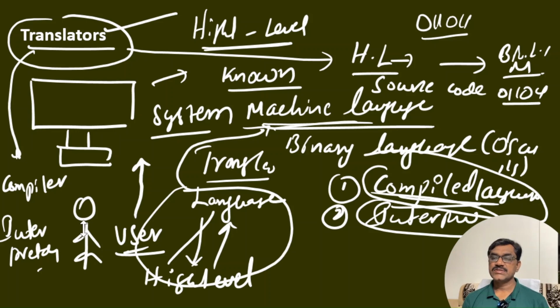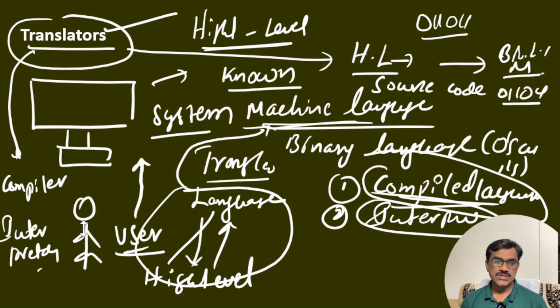This is the basic introduction about the translators. The main purpose is to convert the high-level language program, that means source code, into machine-level code or binary language code, or we can say zeros and ones. That is the main intention of translators.